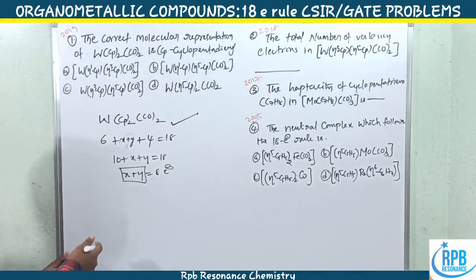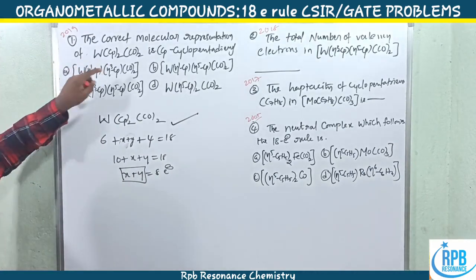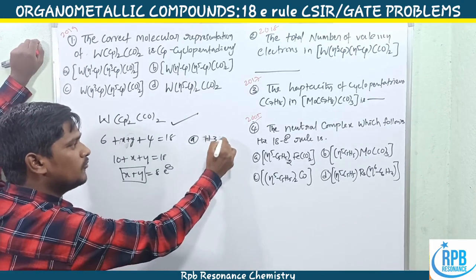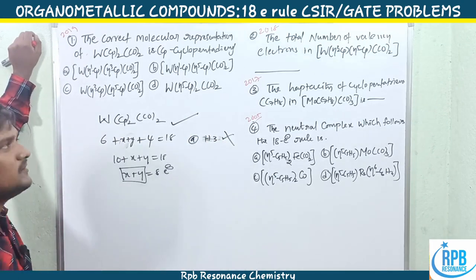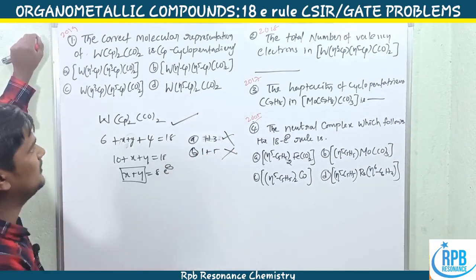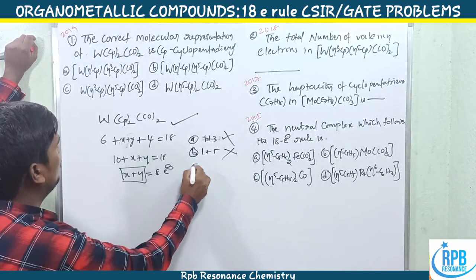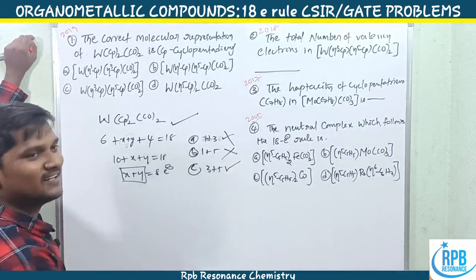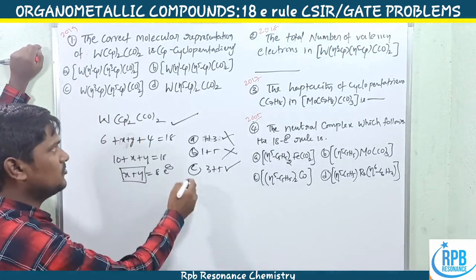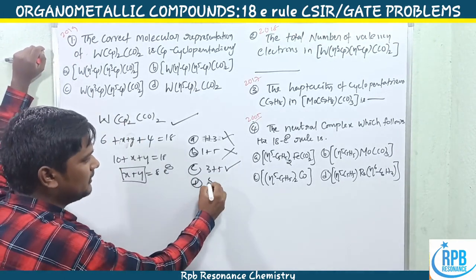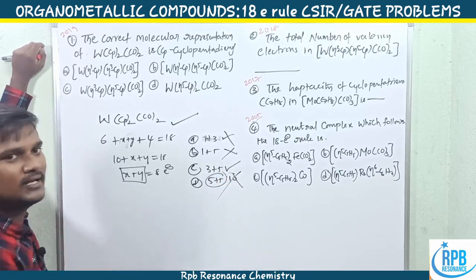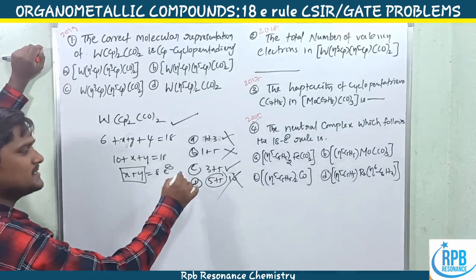Now let's look at the options. Option A, 1 plus 3, only 4 electrons, this is wrong. Option B, 1 plus 5, only 6 electrons, it is also wrong. What about C? 3 plus 5, it is 8 electrons. Our requirement is fulfilled by option C. What about D? Here both are 5 plus 5, 10, so more than 18 electrons, this is also wrong.